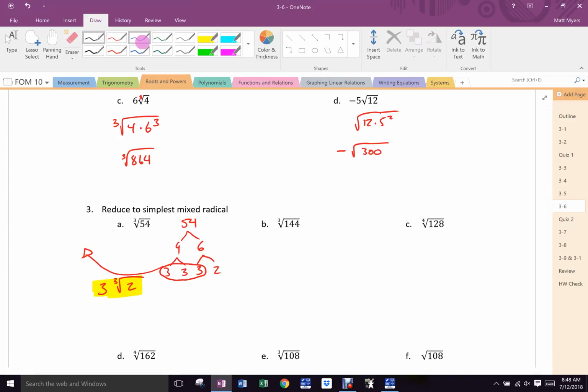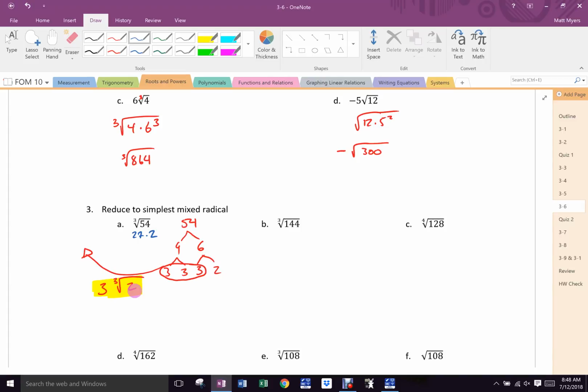Now, could you have done this with a shortcut if you have the cubes memorized? Yeah, because that's 27 times 2, right? And what's the cube root of 27? 3. So out would come a 3 and a 2 would stay under there. Is everybody good?